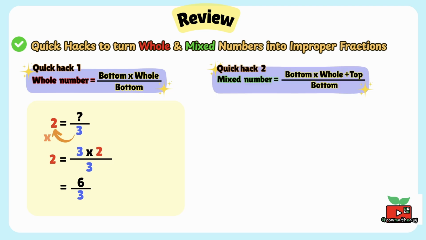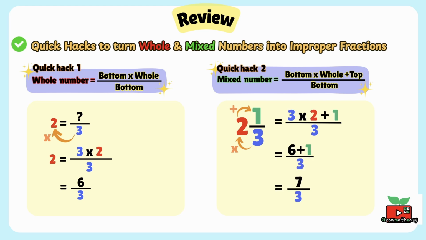Quick hack 2, mixed number. We keep the same denominator, and then for the numerator, we multiply the bottom number by the whole number, then add the top number. Here's our example. To turn 2 1/3 into an improper fraction, we just keep the same denominator, and then for the numerator, we multiply the bottom number by the whole number, and then add the top number. That is 3 times 2 plus 1. It gives us 7/3. Therefore, we know that 2 1/3 equals 7/3.